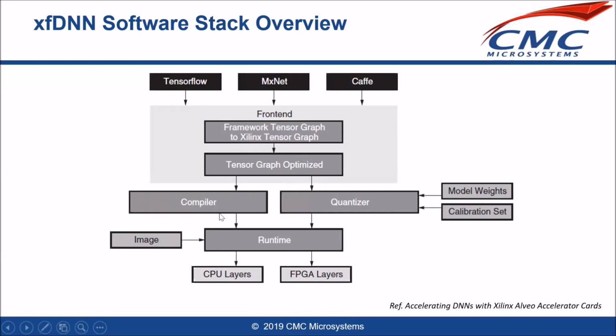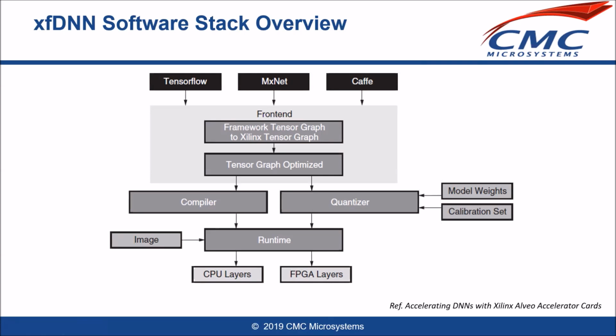The compiler is very important to understand too. It generates all the steps required. So basically, you have a graph and you have a scheduler that the runtime will run, which says which layer will be running on the CPU and which layer will be running on the FPGA. And we are going to go through this flow in the demo.